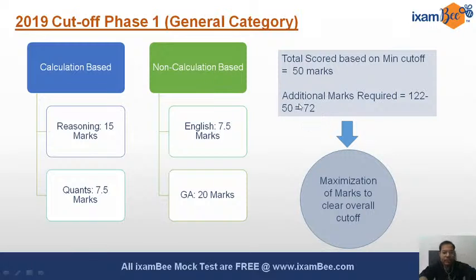So the key is to maximize your marks. How will you maximize your marks? You have to be good in, I believe, 3 sections, maybe average in the 4th one, but the 3 sections should definitely include the GA section. Without scoring in the GA section, you will not be able to pass this examination.